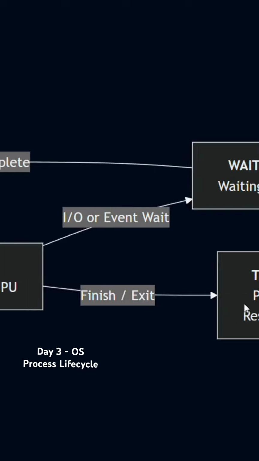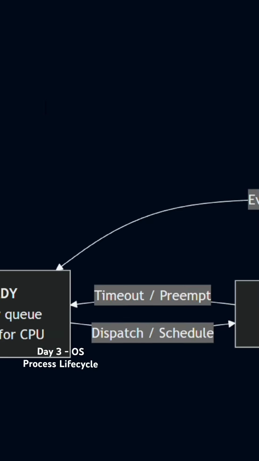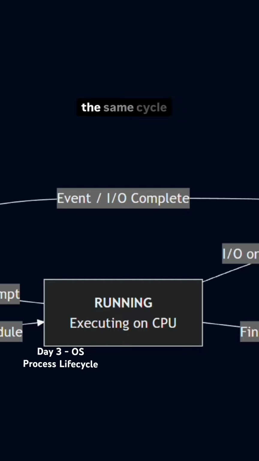And from waiting, once the input and output or the event is completed, it bounces right back to the ready state. And it waits for the CPU again to get started and run, maintaining the same cycle.